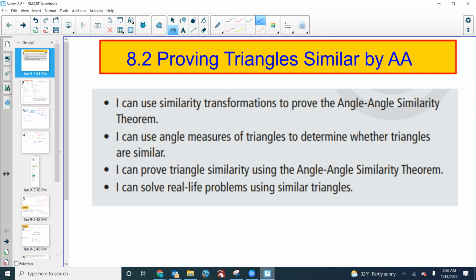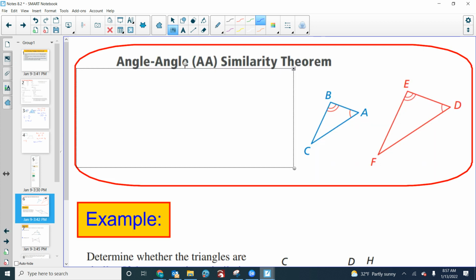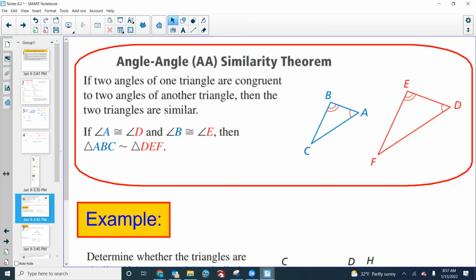Is AA a congruence theorem? No. But it's a similarity theorem. So we'll talk about that one. What is angle-angle similarity? If two angles of one triangle are congruent to two angles of another triangle, the two triangles have to be similar.